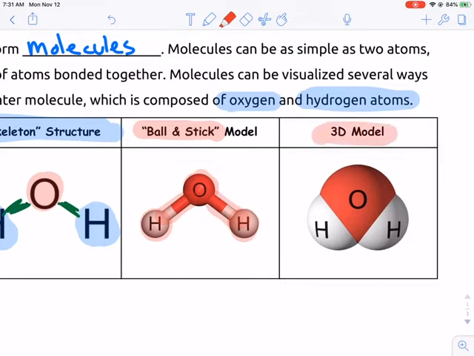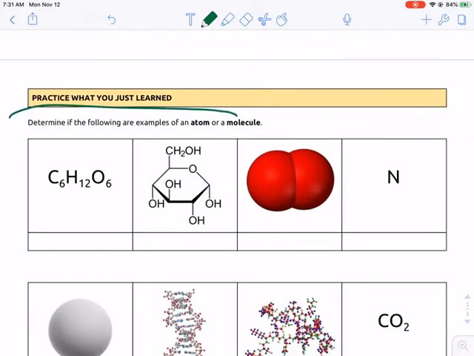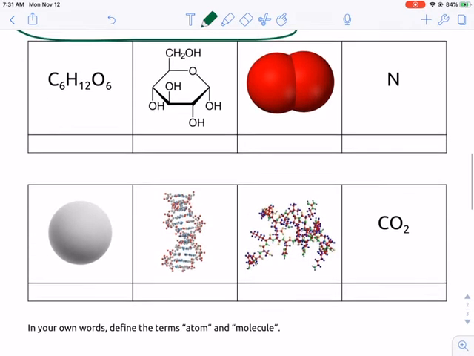Sometimes you see 3D models, and so each atom is kind of like a sphere or a circle, and they kind of overlap with each other. And so you have your oxygen atom, and then bonded to that you have 1 hydrogen here, and then another hydrogen here.